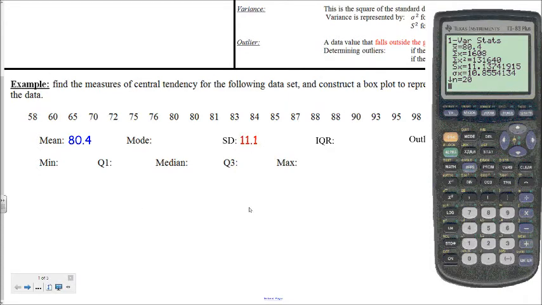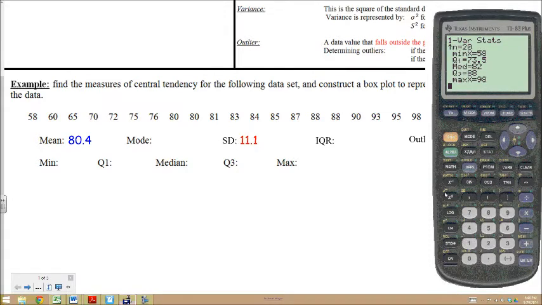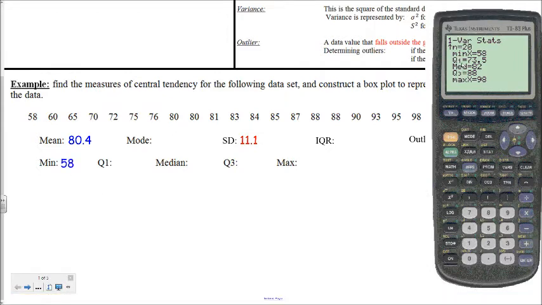And then to get most of my other statistics, I'm going to have to scroll down by pressing this down button. I'll have the minimum, which is 58. I'll have the first quartile, which is 73.5. I'll have the median, which is 82. The third quartile, which is 88. And the maximum, which is 98.